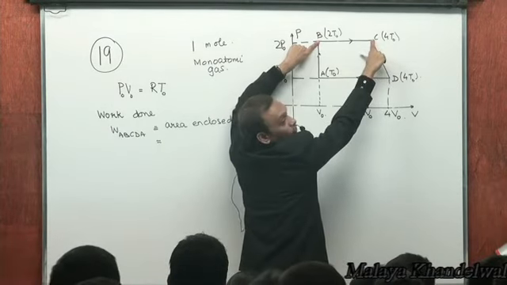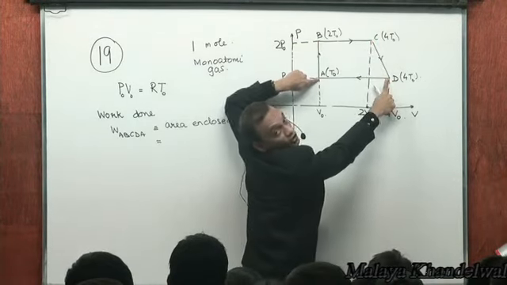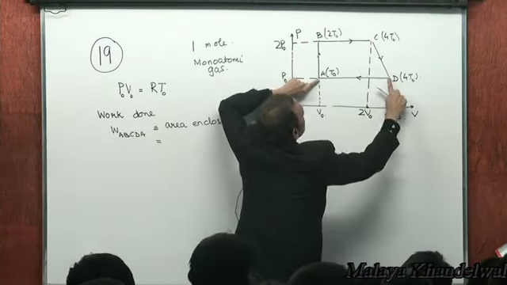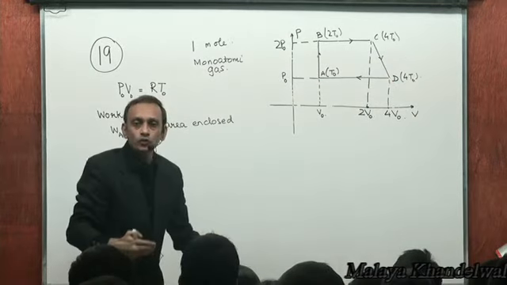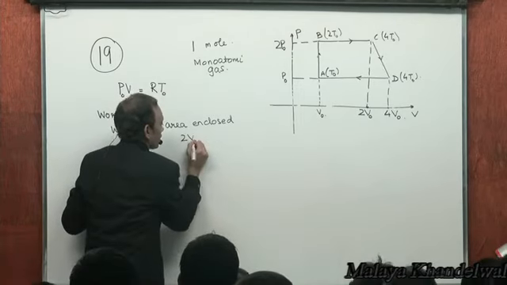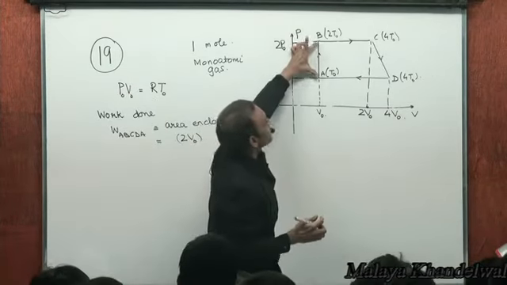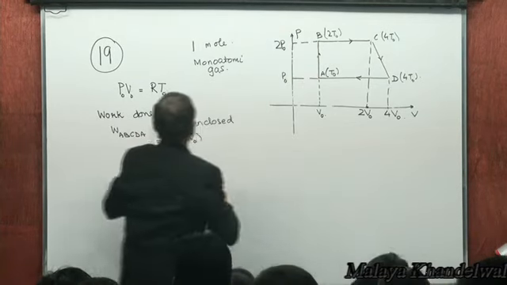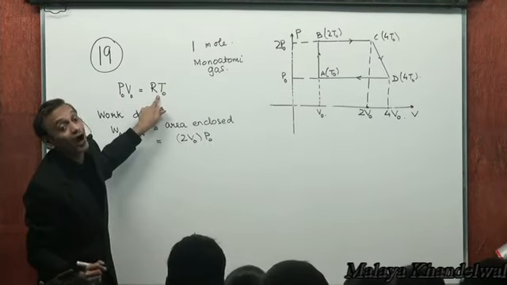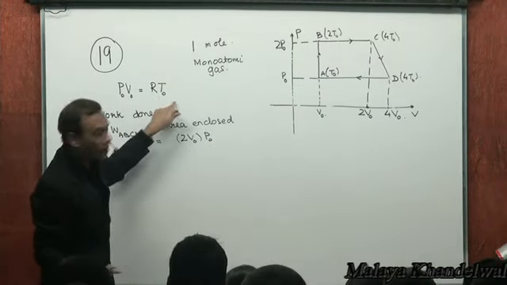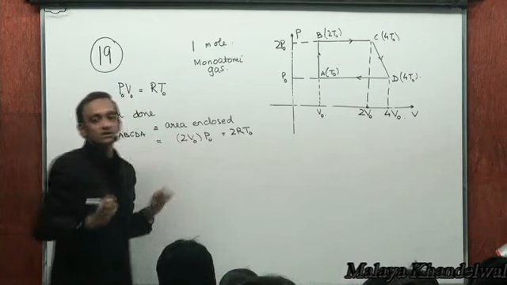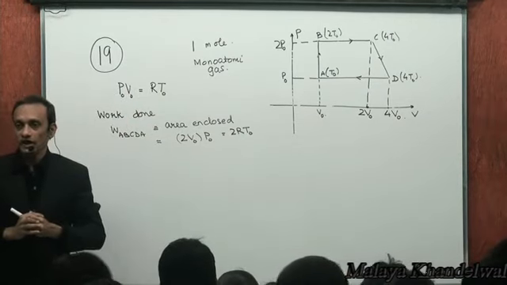This side is V0 units and this side is 3V0 units. This is V0 units, 2V0 minus V0, V0 units, 3V0 units. So 4V0 by 2, that is 2V0, is the average of parallel sides, into the distance between them, which is P0. So 2P0V0, and 2P0V0 is actually 2RT0 because P0V0 is RT0. That's the work done in the cycle. Clear?